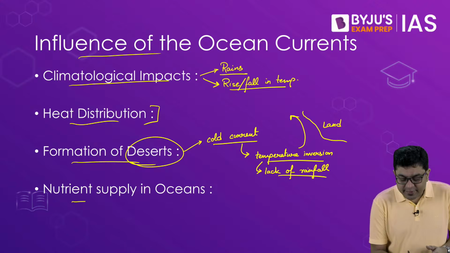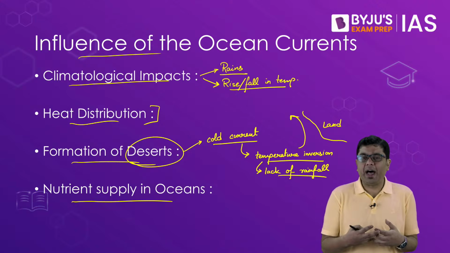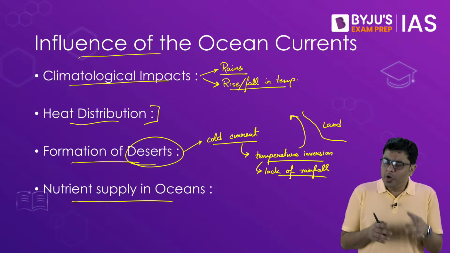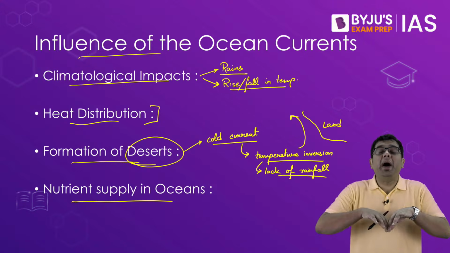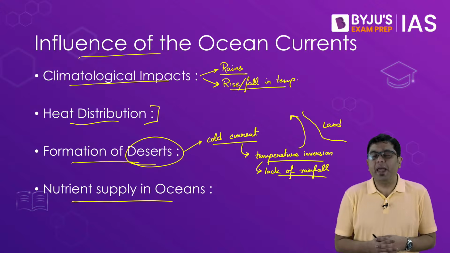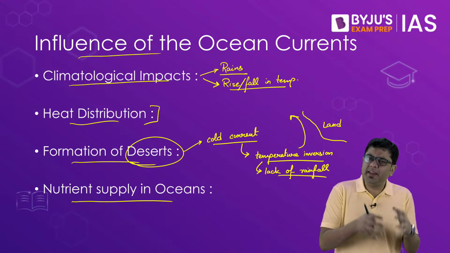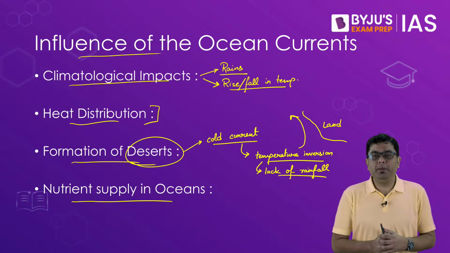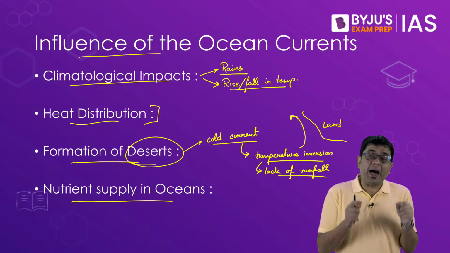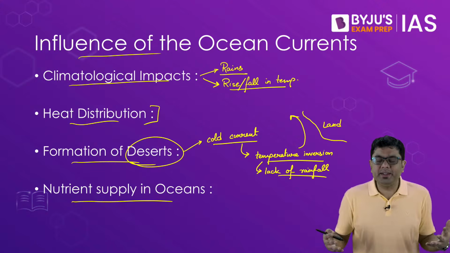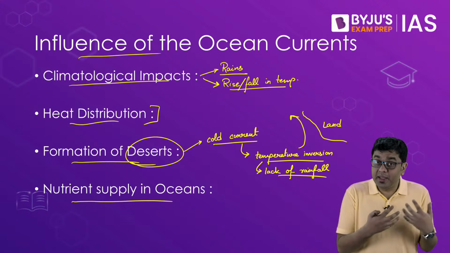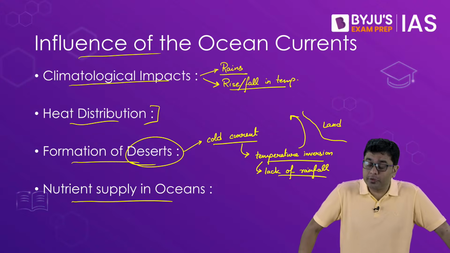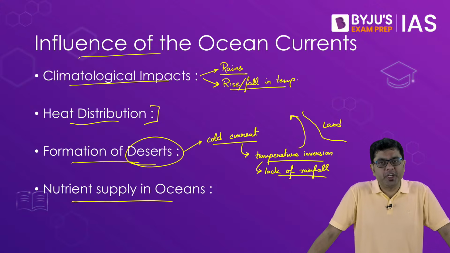But then these oceanic currents also have a significant role to play in the circulation of nutrients, not only within the same ocean, but amongst the different oceans as well. And that is very, very essential for the survival as well as the thriving of the marine population. Wherever the cold and the warm ocean currents meet, that leads to a boom in the population of marine species and also serves as ideal fishing grounds.